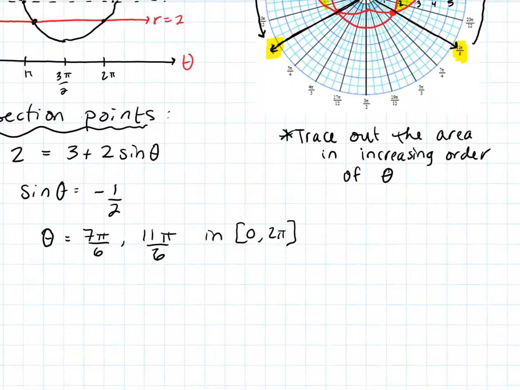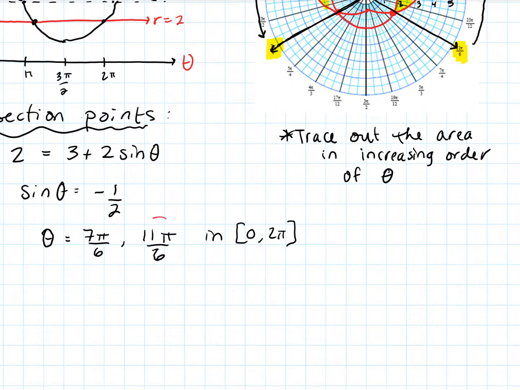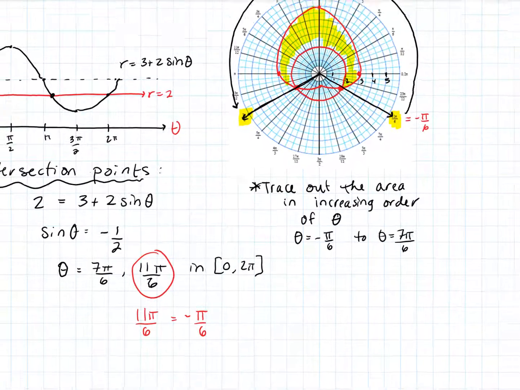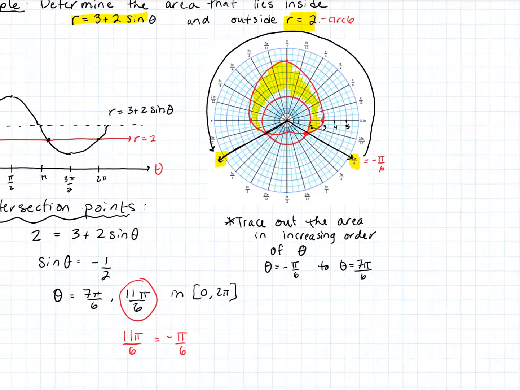So we have to think for a second about the fact that 11 pi over 6 has an infinite number of other representations. We could say that 11 pi over 6 is equivalent to negative pi over 6. And so what we could do is go from theta equals negative pi over 6 to theta equals 7 pi over 6. The other thing that we could do, as I'm looking at this, is think about using some symmetry.